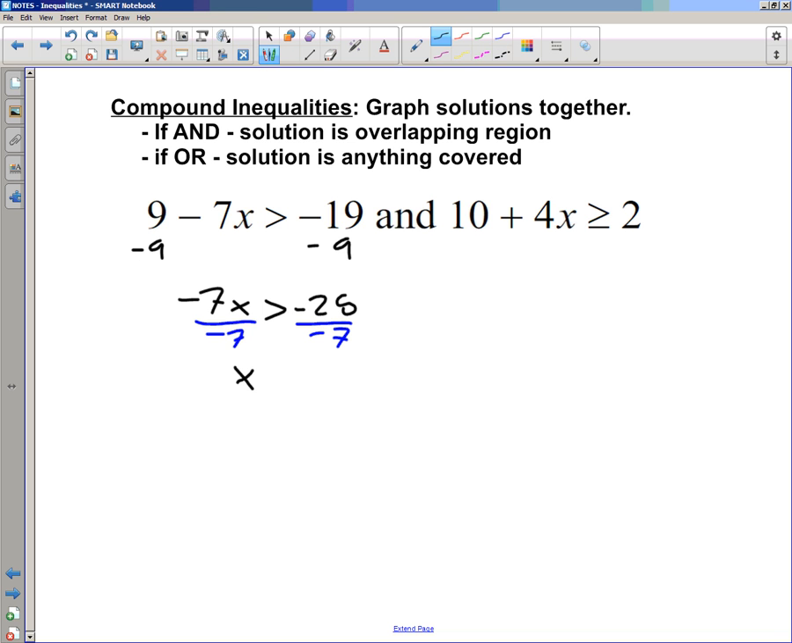Watch me carefully, make sure I don't screw anything up here. Any issues there? What did I forget to do? Oh, I forgot to flip the sign. We did divide on both sides by a negative number. Whoops. Easy mistake to make. Easy to forget that one. So x is less than 4, and let's solve the other one.